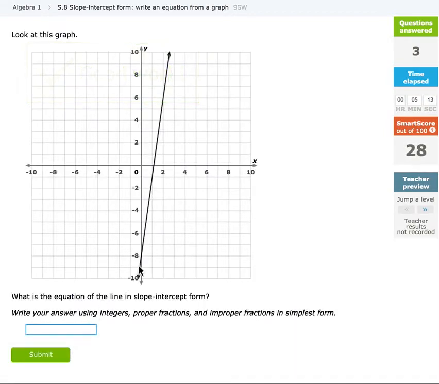I'll do another in this manner. So let's go with the y-intercept, which is negative 8. So we will start with y equals negative 8.